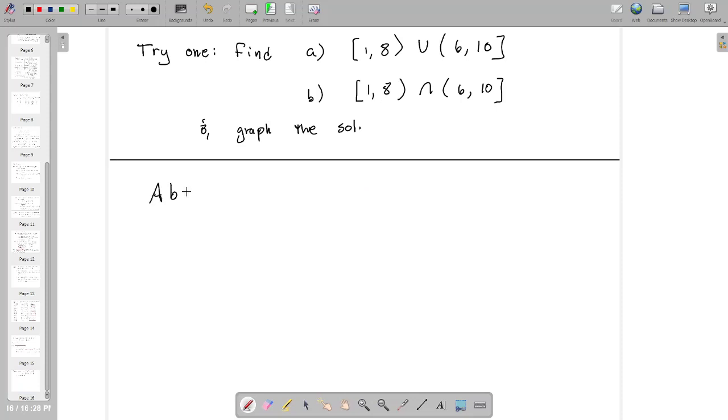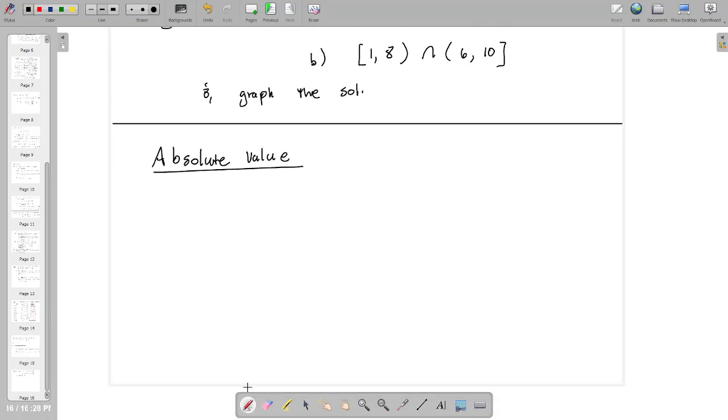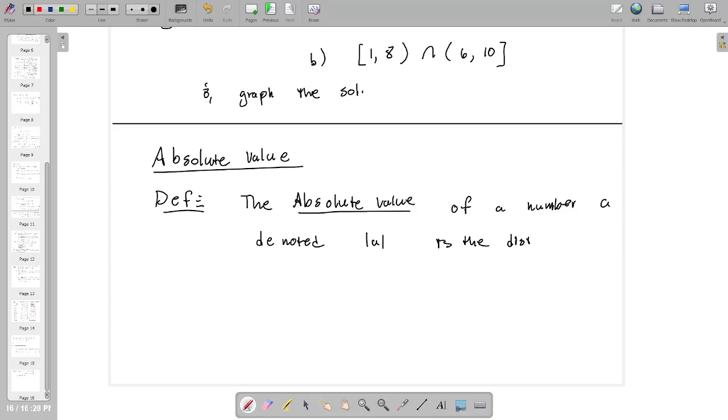Now let's talk about absolute value. Many of you probably have used absolute value in the past, but we need to formally define it and talk about it a bit. The absolute value of a number a, denoted absolute value of a, is the distance between a and 0. This looks like, if we have 0 here and a is here, then this distance is the absolute value of a, however far that is. Now, distance is always positive. That's where we get that absolute value will be positive.